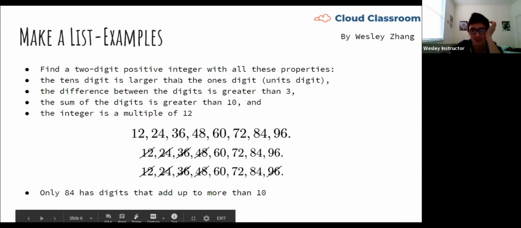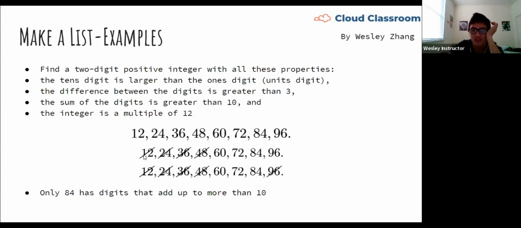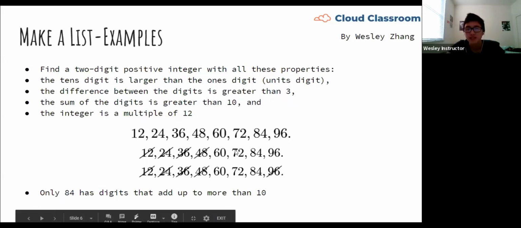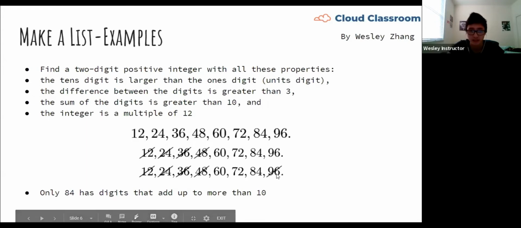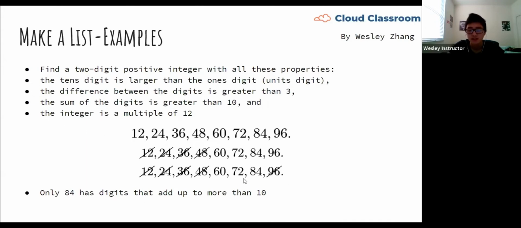All right, the tens digit is larger than the ones digit. So in 12, 24, 36, and 48, all of these numbers have a ones digit that is larger than the tens digit. So all of these are out. So we are left with 60, 72, 84, 96. The difference between the digits is greater than 3. So for 60, 72, and 84, all of those differences are greater than 3, but 9 minus 6 is 3, so that doesn't count. So that's out.